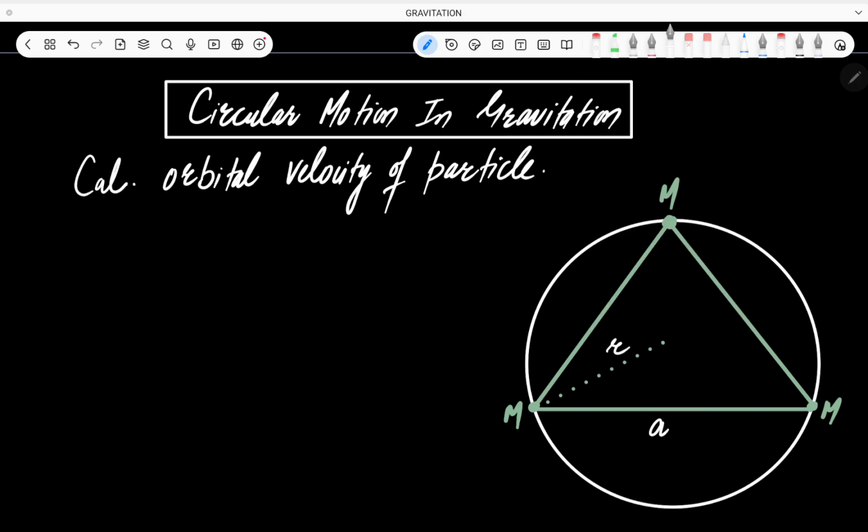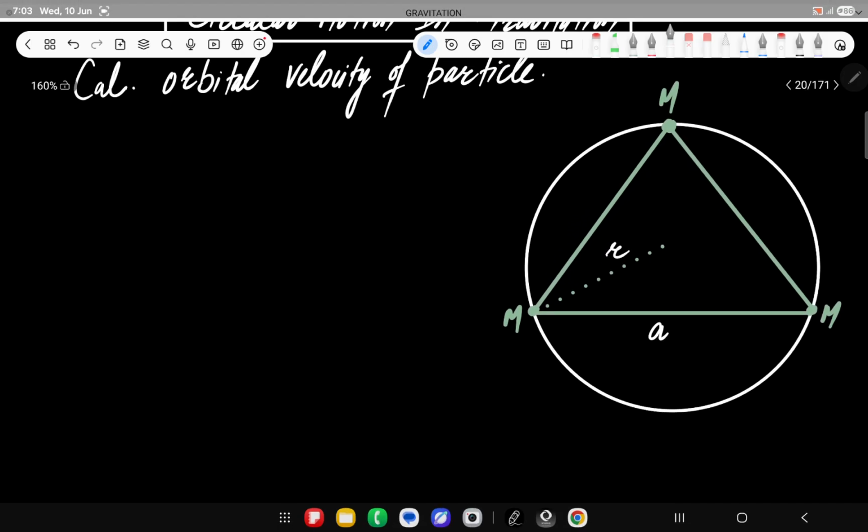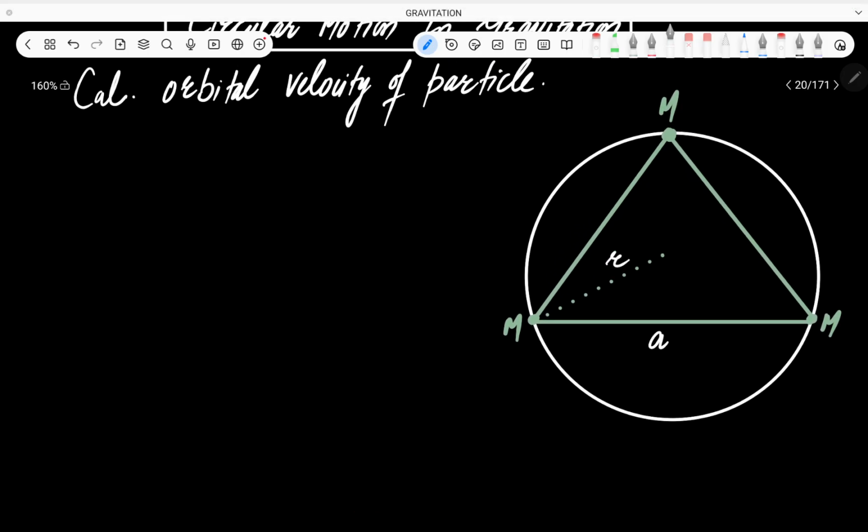So look at the question. There are 3 particles placed at 3 corners of an equilateral triangle, and because of the gravitational force they will move in a circular path, and we have to calculate the orbital velocity of the particle. From the orbital velocity we can in fact calculate the time period of these particles also. Okay, so how can we do that? What is the procedure of doing this sort of problem?